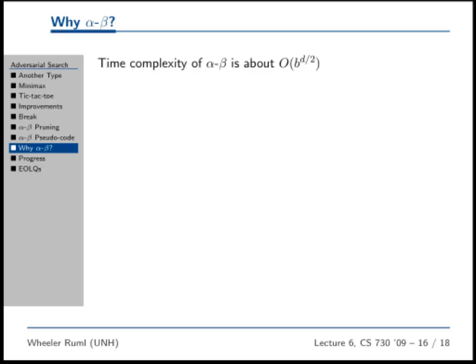We're totally not going to prove it, so we're just going to take it on faith. It lets you go about twice as deep, and it's incredibly effective in practice. And it's just a few extra lines of code. So every game program does alpha beta pruning. So it's really important to know about. Now you know about it. So now you know the basics of adversarial search.